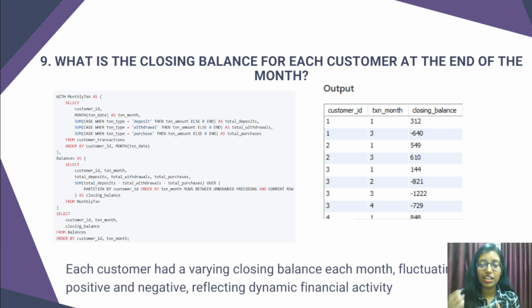You might get confused about what a running total is. If in the first month I have an account balance of 500 rupees, and in another month I have a balance of 200, then the running total for the second month will be 700 rupees. So this is what a running total means. In this way we can see every customer has a different, varying closing balance, fluctuating from positive to negative. Why is it negative? Because I think they withdrew more than the balance in their account. That's why it shows as negative.